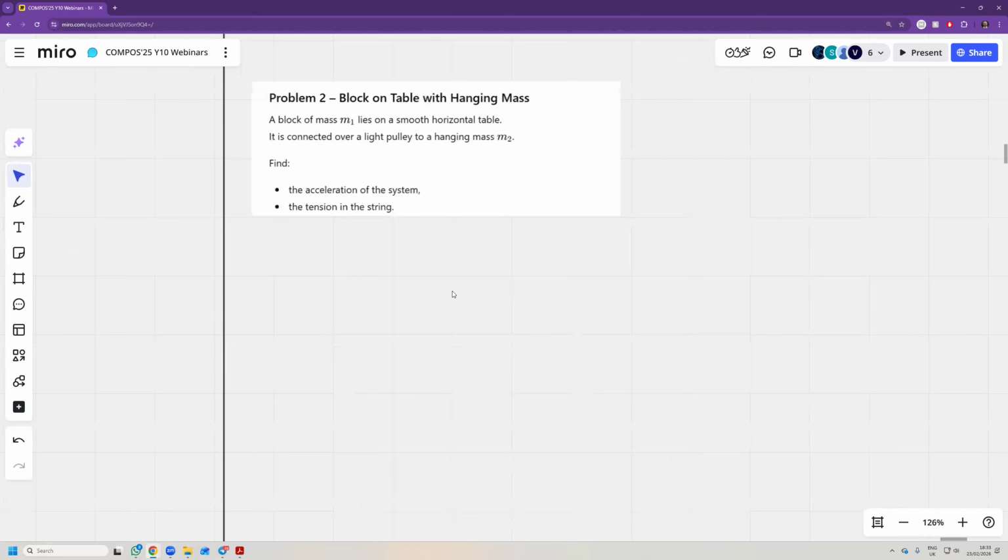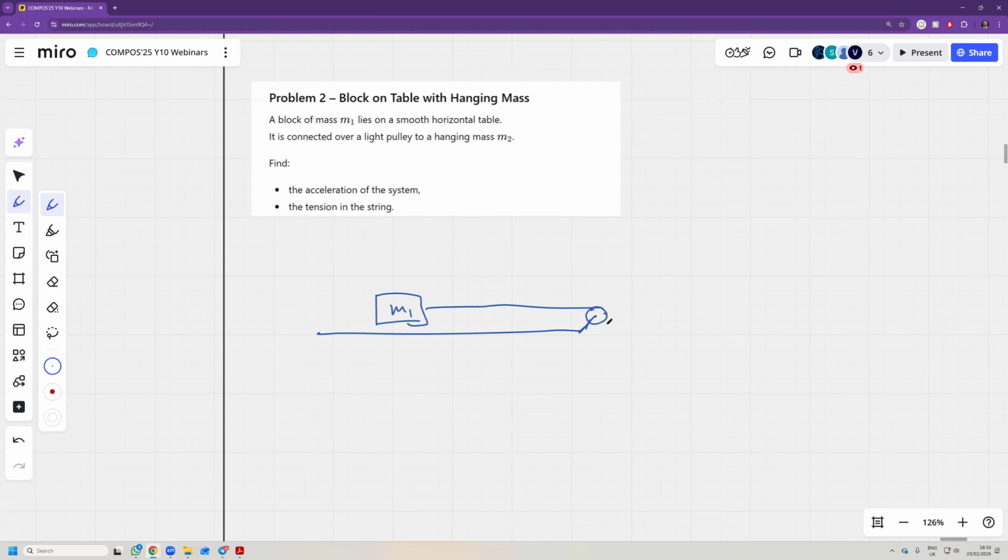Okay, block on a table with a hanging mass. So we have a smooth table, and a pulley, and we have a mass M1 and a rope and a mass M2. And we want to find the acceleration and the tension. Now, the top block will be accelerating to the right. This one will be accelerating downwards.